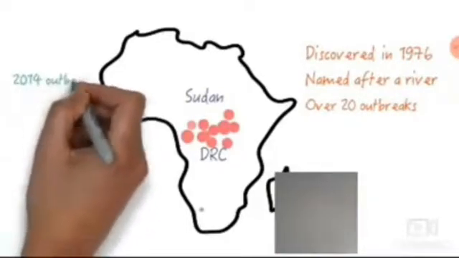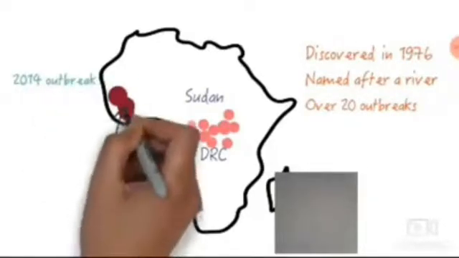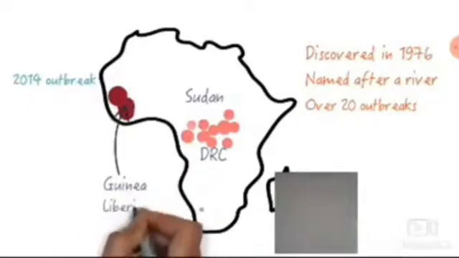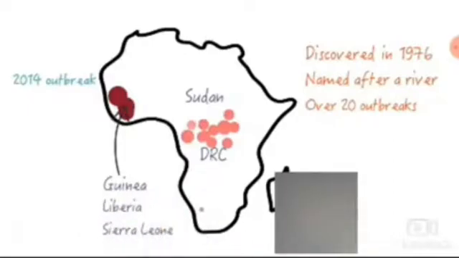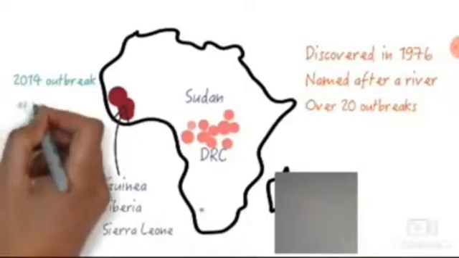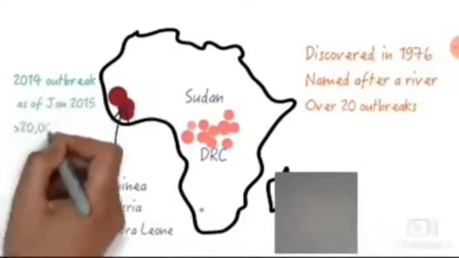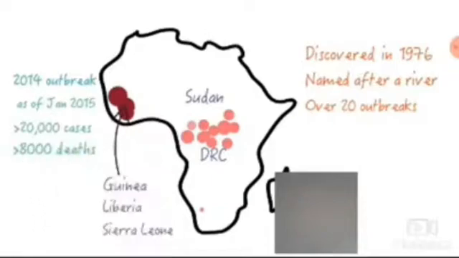The one that started in 2014 and is currently affecting the West African countries of Guinea, Liberia, and Sierra Leone has been the largest outbreak ever, bigger than all the outbreaks combined. By the end of January 2015, there were over 20,000 cases and over 8,000 deaths.